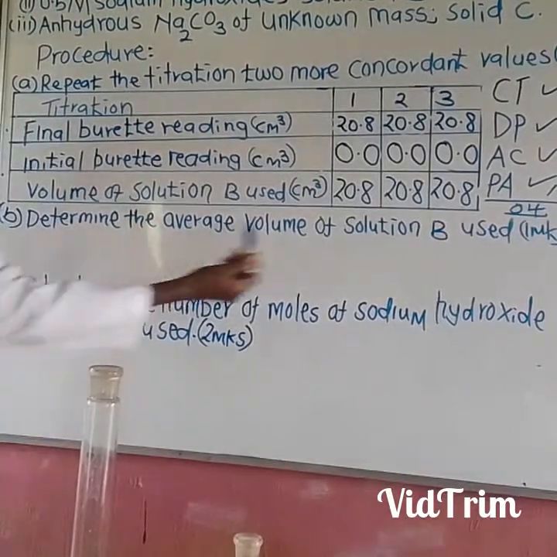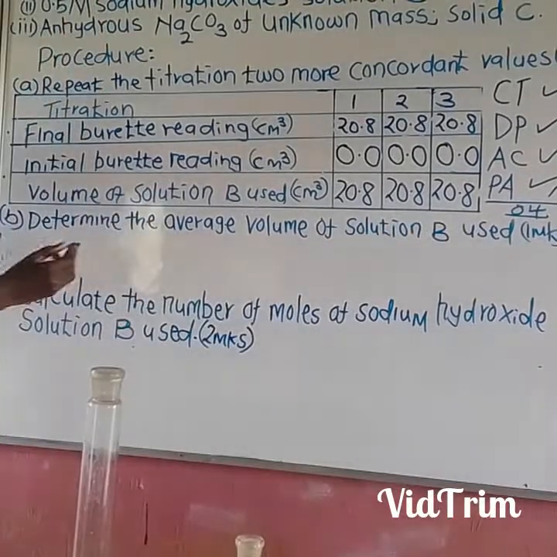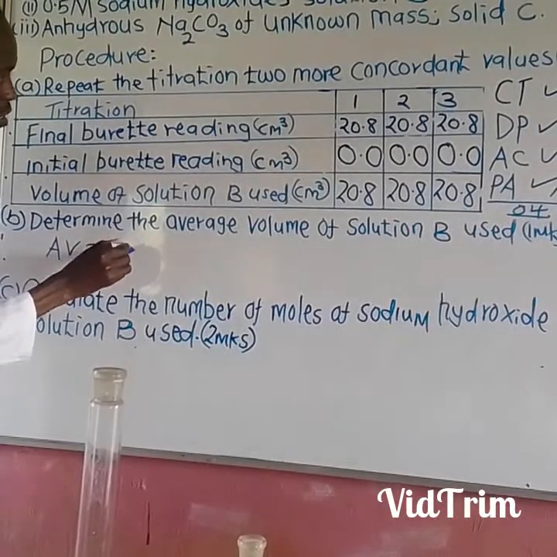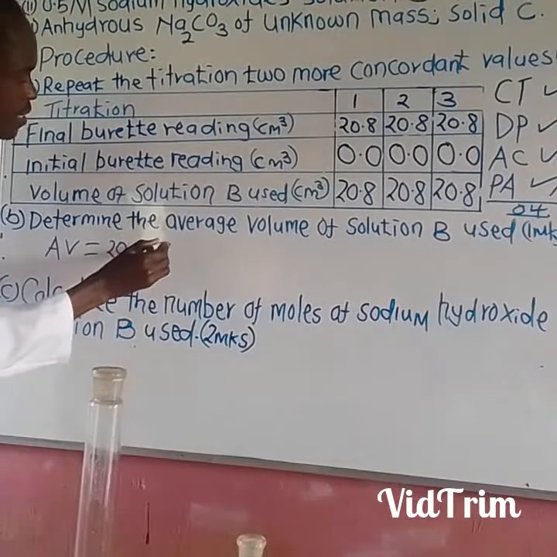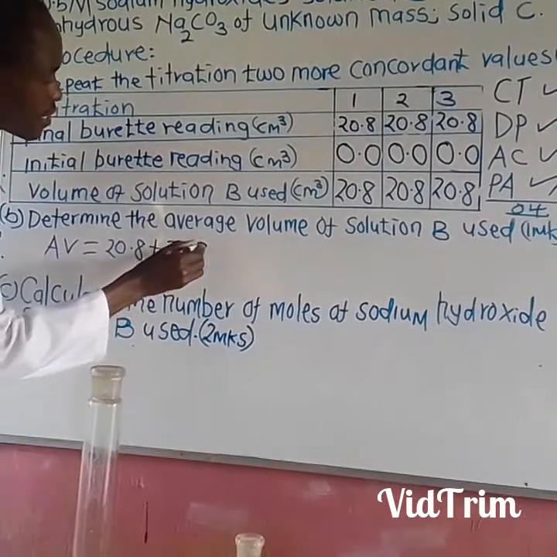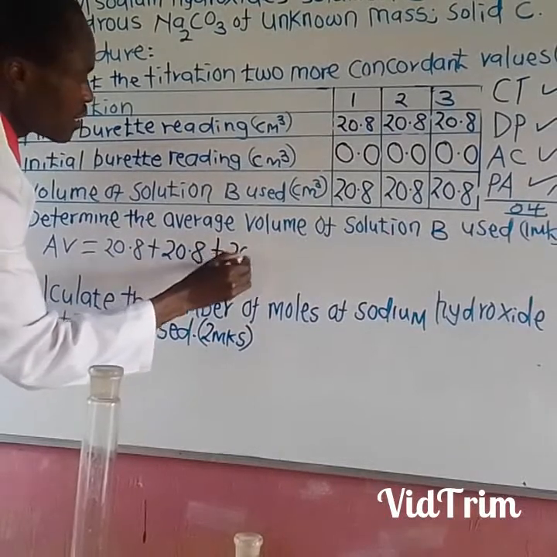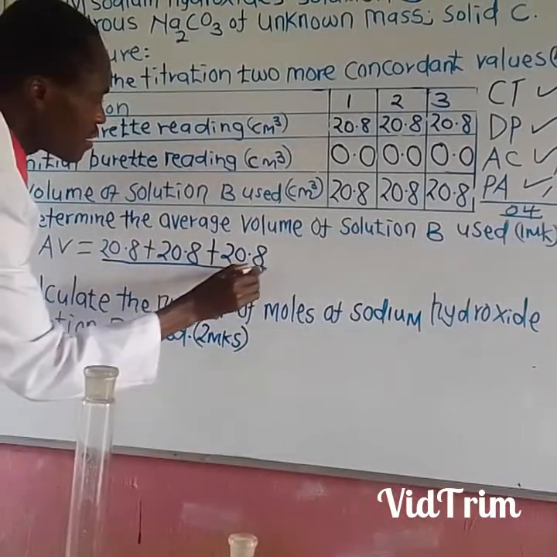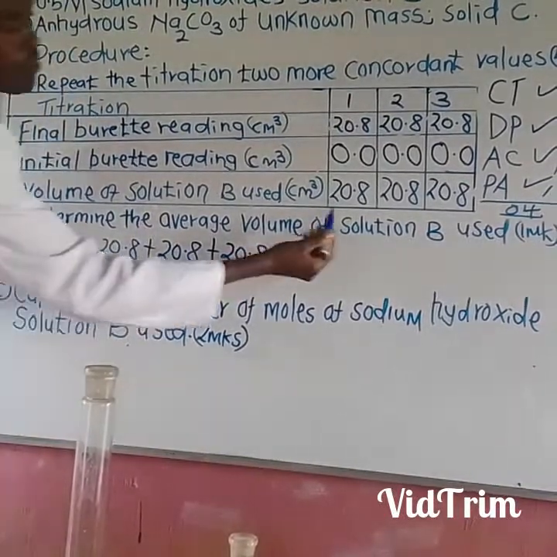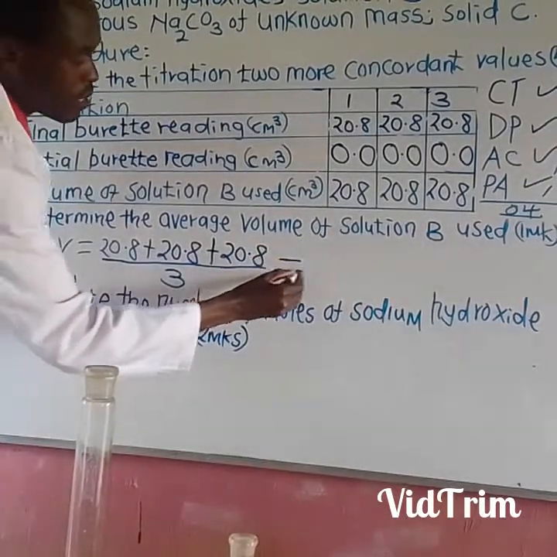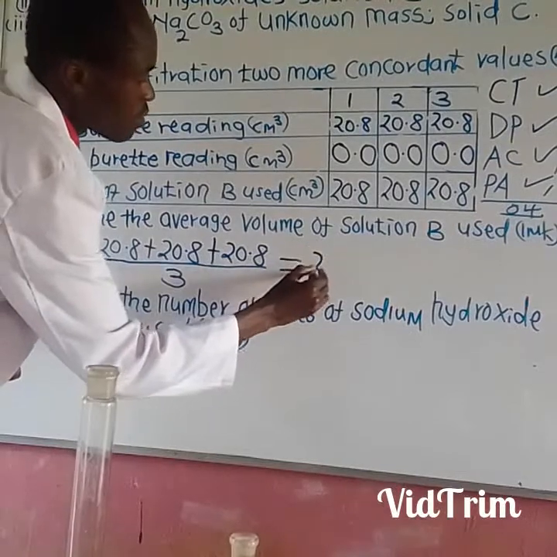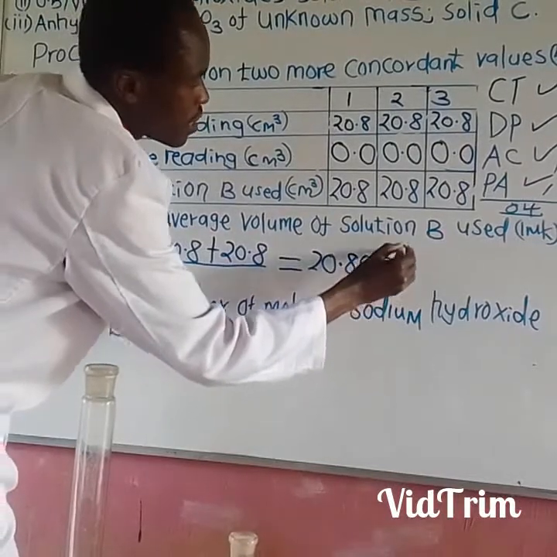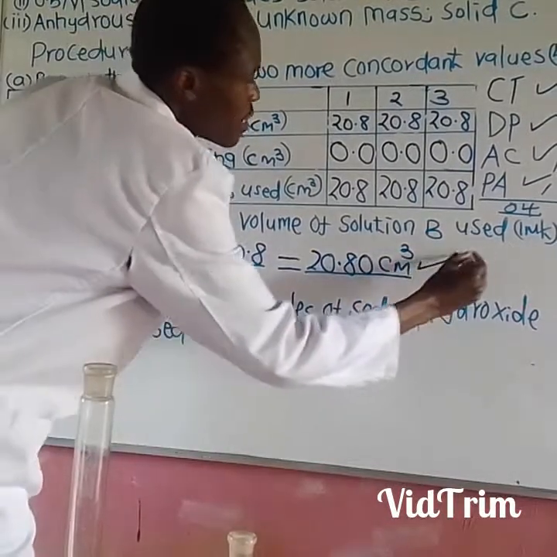So in this case, there are how many iterations? 3. 1, 2, 3. So the average volume is equal to 20.8 plus 20.8 plus 20.8. Then I divide by 3. Why 3? Because we have 3 iterations. Is it okay? Then this one is equal to 20.80 centimeter cube. Then I put there a tick.